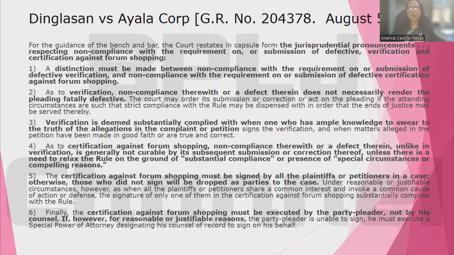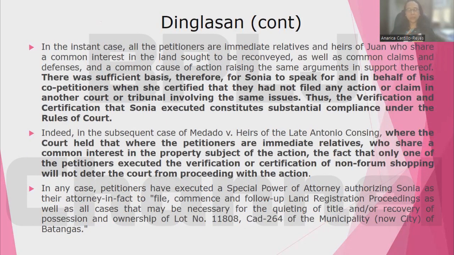Dinglasan versus Ayala Corporation. This was previously discussed already relative to the distinction between verification and certification against forum shopping. So in this case, there was sufficient basis for Sonia to speak for and in behalf of his co-petitioners when she certified that they had not filed an action in another court involving the same issues. Thus, the verification that Sonia executed constitutes substantial compliance.